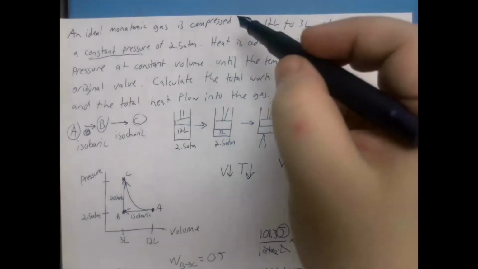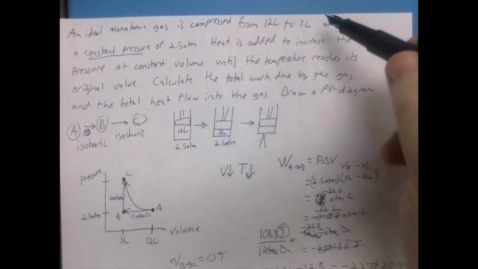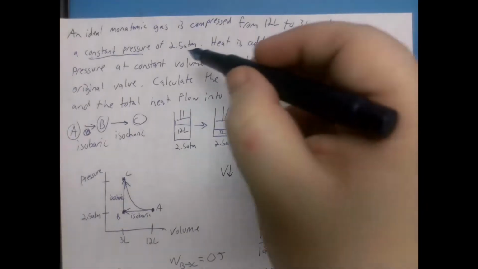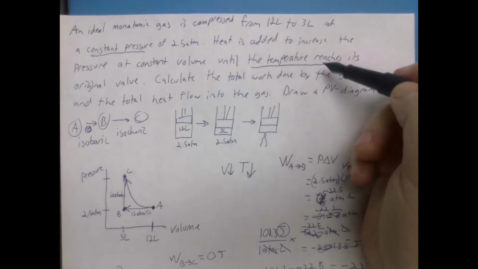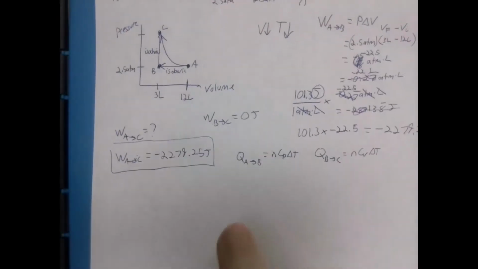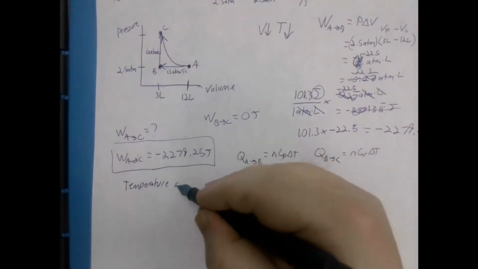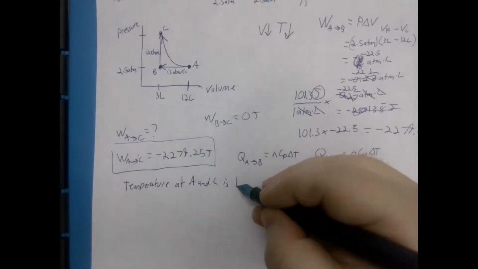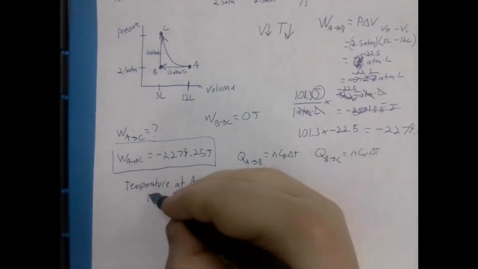So it says that we reduce the pressure, we reduce the volume, and thus the temperature decreases. But it says we then heat it up until the temperature reaches its original value. So the temperature at A and C is the same. Or in more precise language, isothermal.